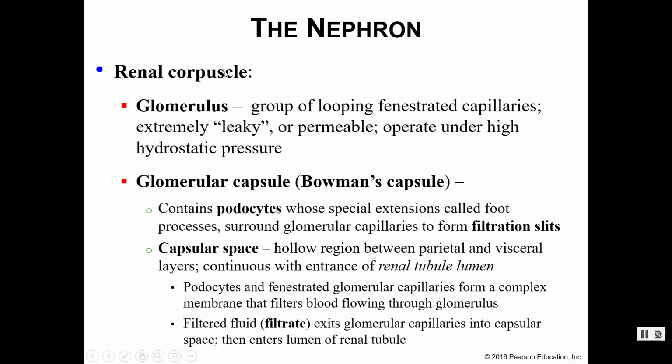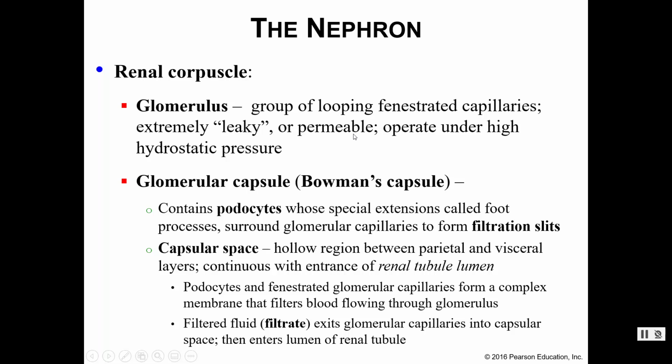Okay, now let's talk about specific functions. So the renal corpuscle, remember, two parts, glomerulus and Bowman's capsule. Specifically, the glomerulus is a group of looping, fenestrated capillaries, right? That's a lot of good adjectives there. But they're capillaries, y'all. They carry blood. They are fenestrated. Hopefully you remember what that means, just in case you have forgotten. That means they're very leaky, okay? They are very good at letting substances escape. Or if you like the term permeable, that's okay as well.